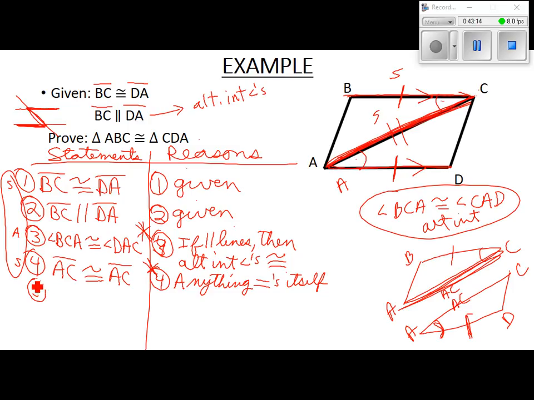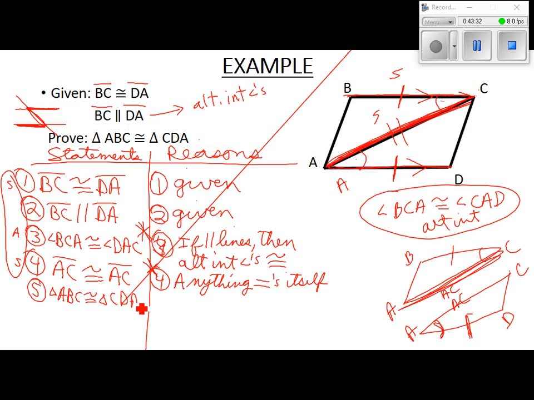Sometimes we'll have to match the triangles up. This time they already matched them up for us right here. So all we got to write down is triangle ABC is congruent to triangle CDA.